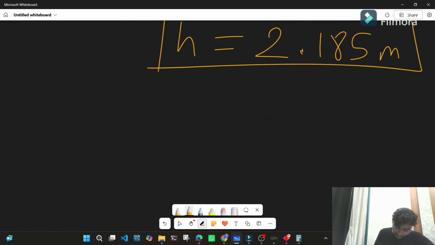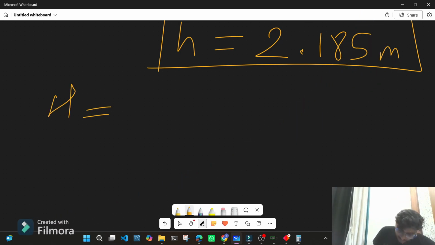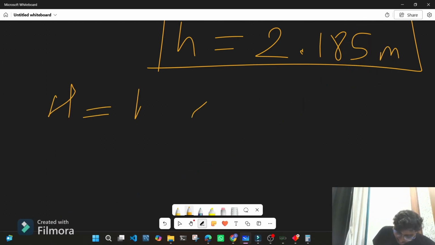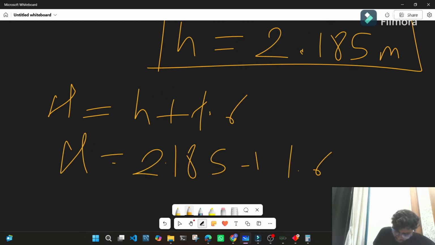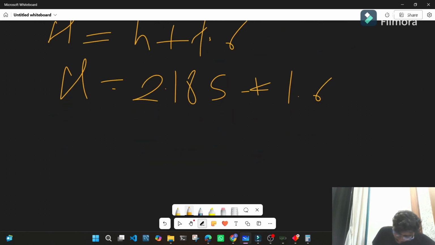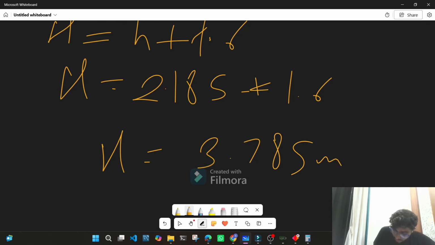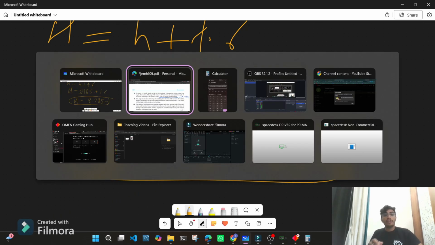If we were asked to calculate the total height, that is the height of the statue plus the height of the pedestal, we would have just added the individual heights, that is h plus 1.6, that is 2.185 plus 1.6, which is approximately equal to 3.785 meters. So yeah, that is the solution for this question.